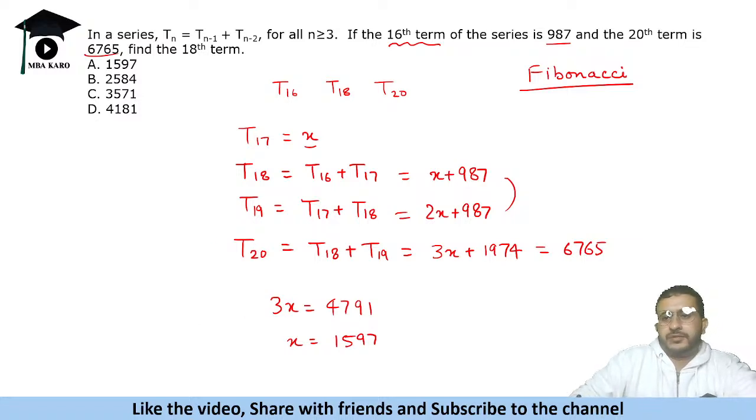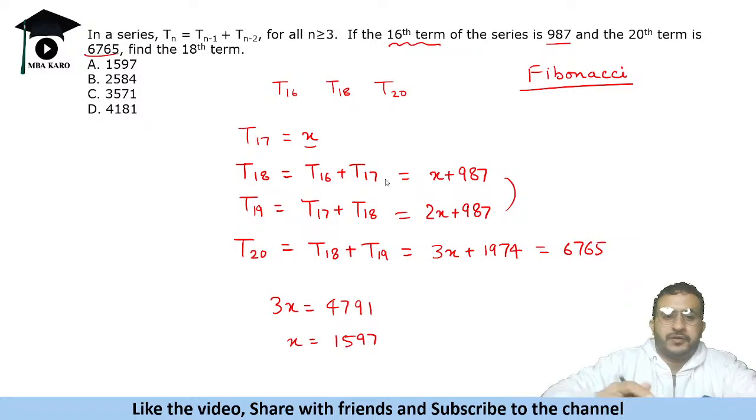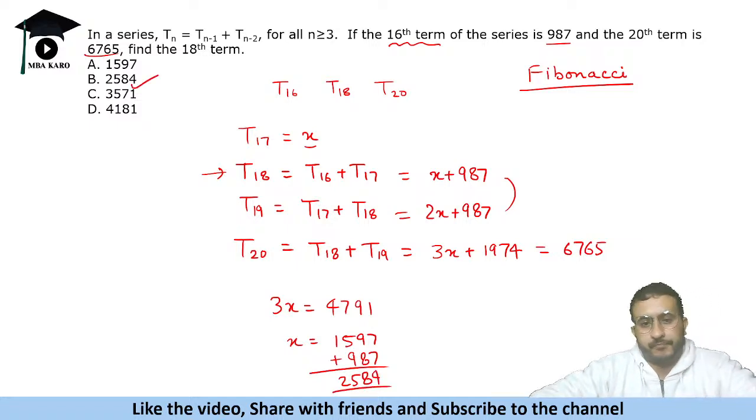Do not mark this as the answer. Okay, we have this tendency कि x आ गया तो आंसर हो जाएगा. T18 is x plus 987. We have to find T18, not 17. So add 987 to it. We'll get 2584, which is the right answer. Okay, 2584. All right, two of you, three of you got the answer. Great.